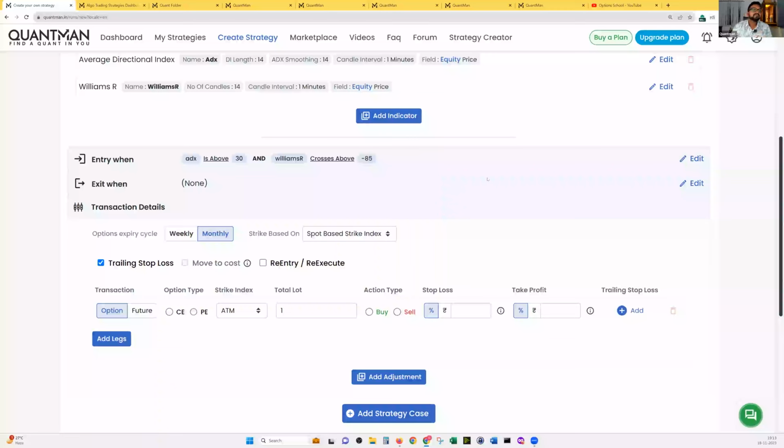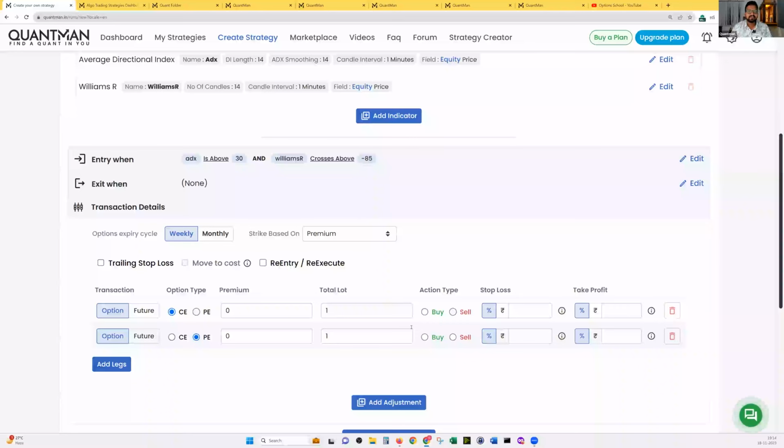I'm not using any exit when over here. Now I just select weekly expiry. I'm not going to select monthly expiry. And I'm going to select premium based strike selection. I just remove this trailing stop loss, then add a call and a put leg, and sell both the legs. Let me put some stop loss and then check it.